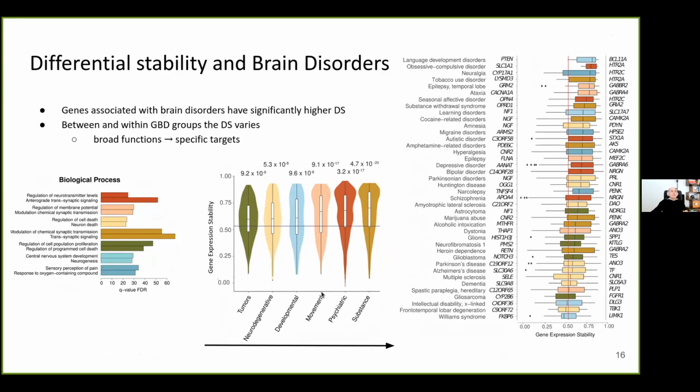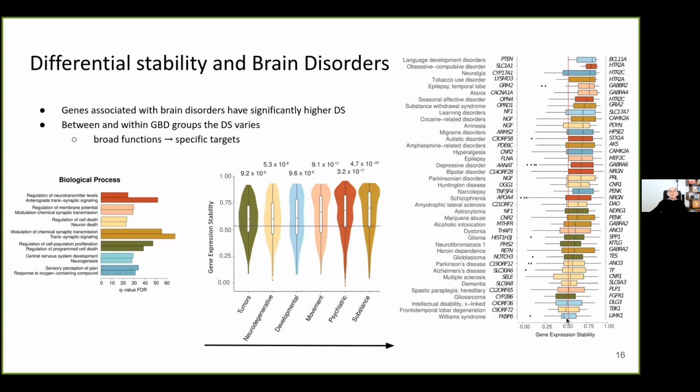And the way we assume it is, it's because the genes that are associated with brain tumors and neurodegenerative disorders have more general functions. So they are expressed widely in the brain, but not necessarily with a pattern that is preserved across all brains, whereas genes associated with movement disorders, psychiatric disorders, and substance abuse are targeting specific brain circuitries and specific regional pathways. So they have higher stability.